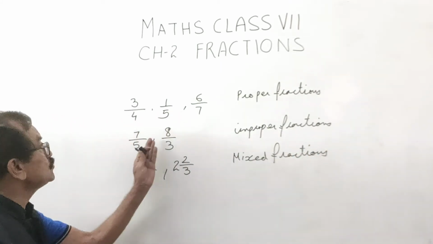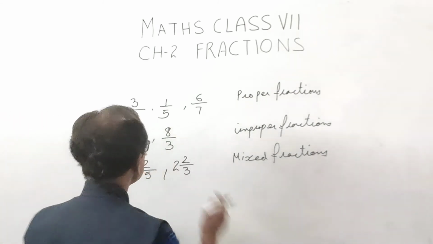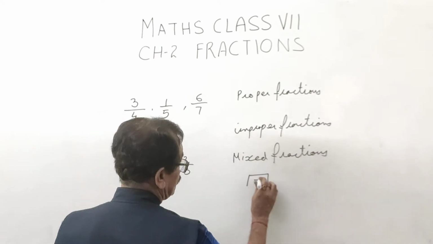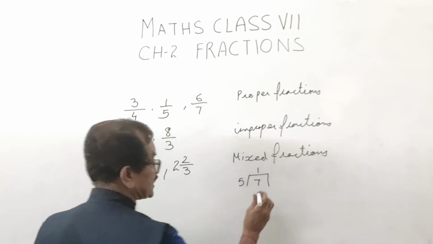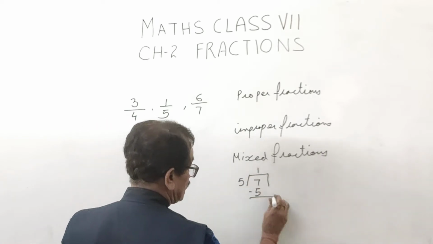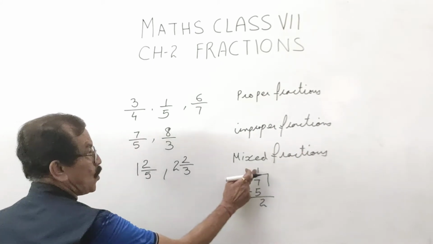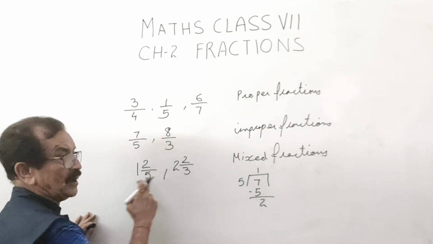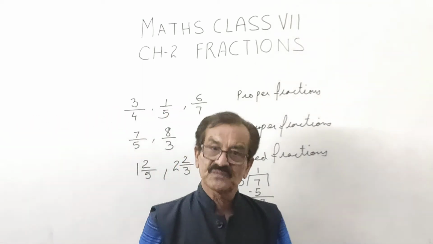Now the point is how to convert an improper fraction to a mixed fraction. The simple logic is when we divide the numerator by the denominator, we get 1 as the quotient and 2 as the remainder. So we write the quotient, then remainder upon divisor. This is the way we represent the mixed fractions.